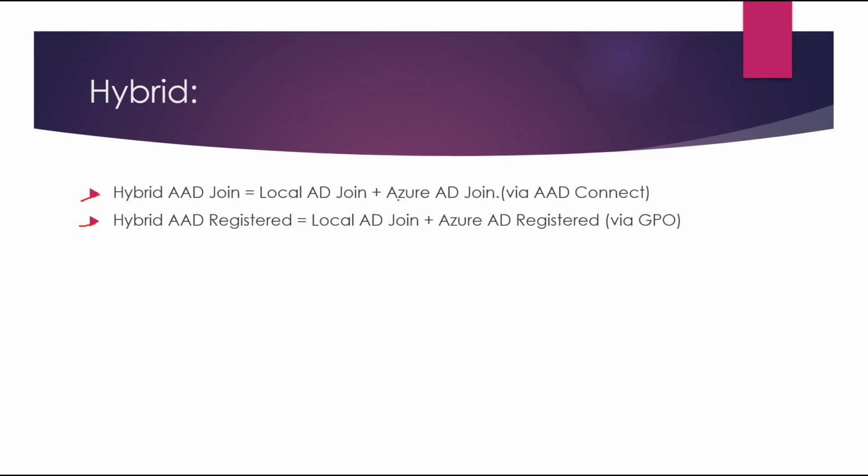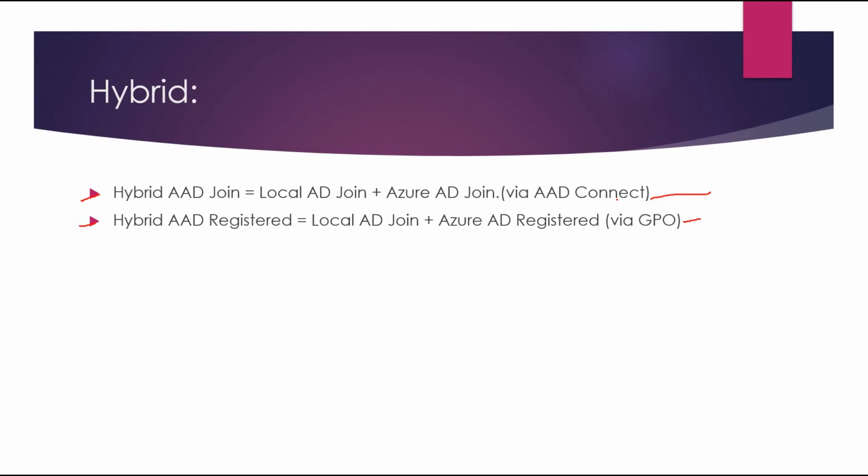Okay, there is one more state that can possibly exist, and that is hybrid Azure AD registered, wherein you're doing a local AD join and an Azure AD registration of the device using group policy. Okay, so we are not going to talk about the second use case. It is outside the scope of Intune. What I'm going to concentrate on is this one, hybrid Azure AD join, which is on-prem join plus Azure AD join. Okay, and in this case the Azure AD join is not being done manually, but it is being done using the Azure AD Connect tool.